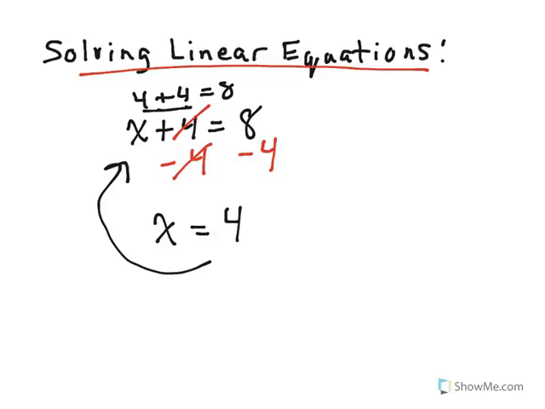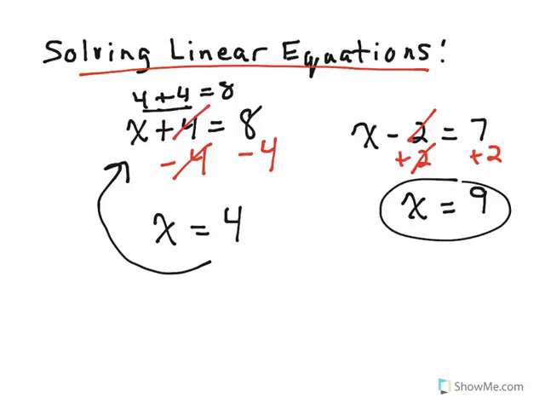Another example, x minus 2 equals 7. Opposite operation of minus is addition, so we are going to add 2 to both sides of the equal sign, and our 2's cancel out, and that leaves us with x equals 7 plus 2 is 9.